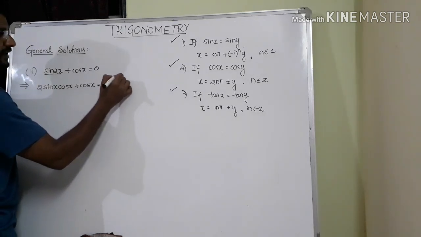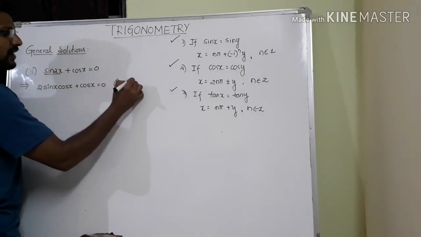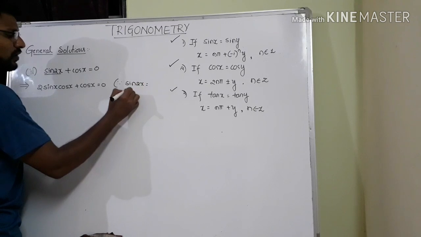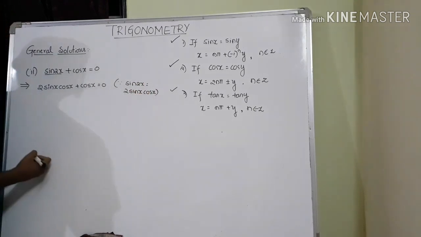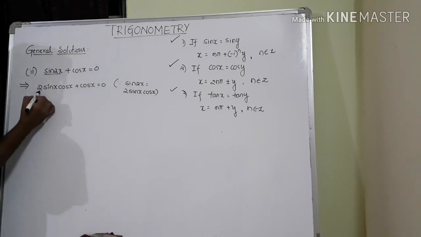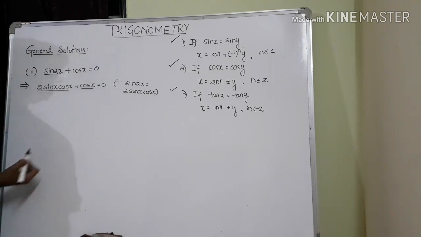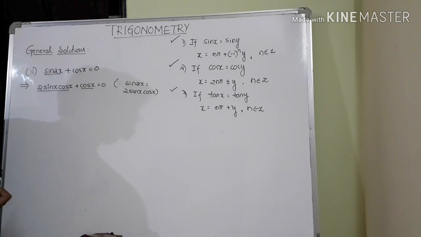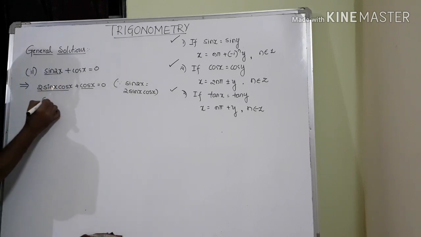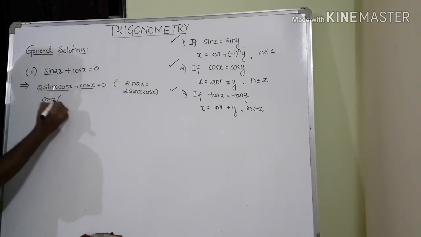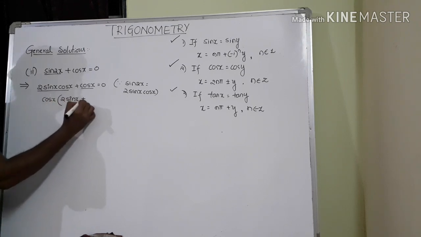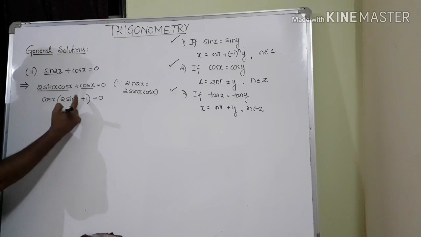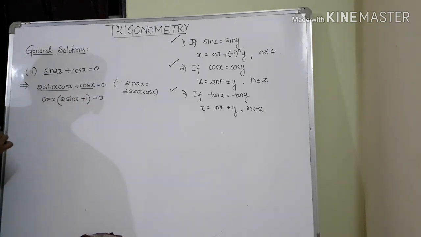So it's better if we write the reason here, that is sin 2x is equal to 2 sin x cos x. So now if I see both the terms, the first term and second term, I can see that cos x is repeating, so we can take it common. So if I take cos x as common, I'll be left with 2 sin x plus 1 is equal to 0. Why 1? Because cos x has been taken out.